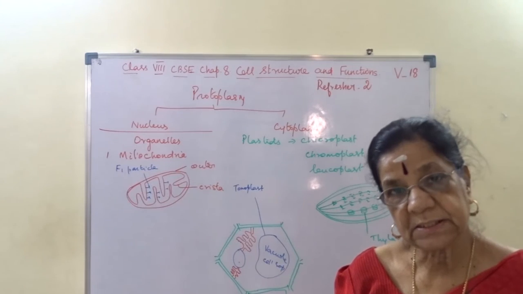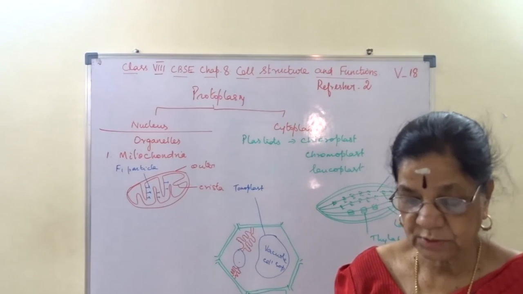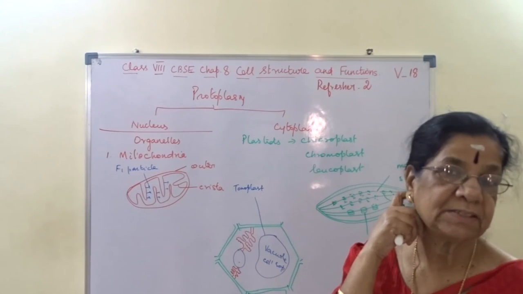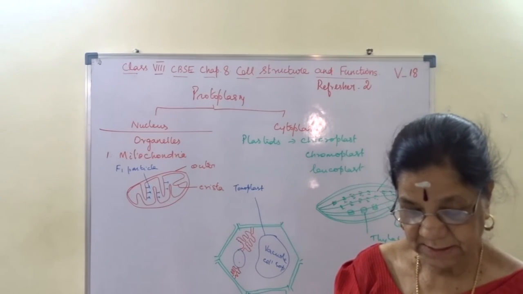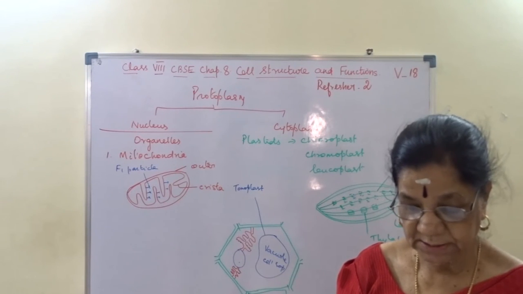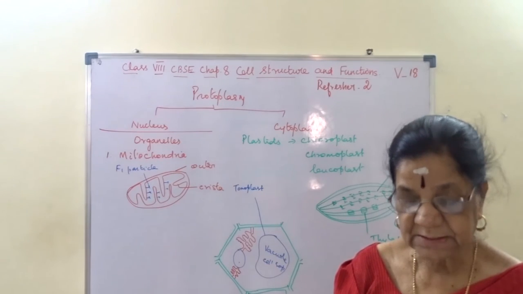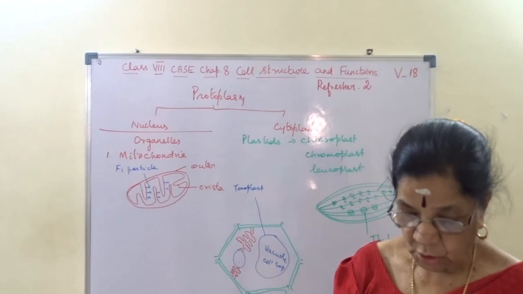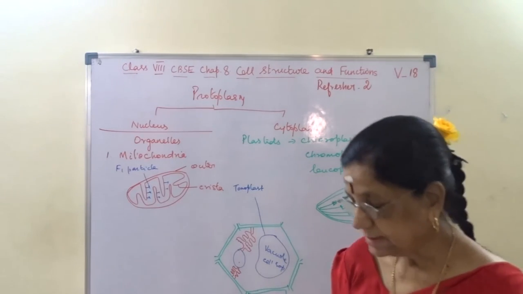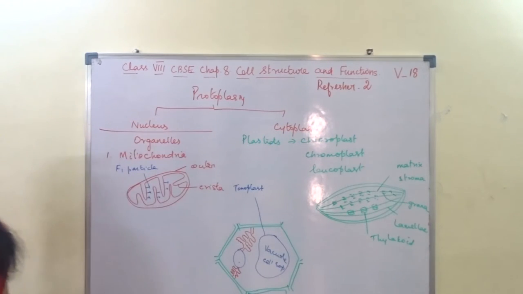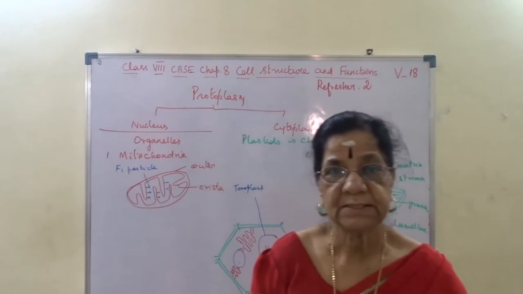And then the centrosome is present in animal cells and in certain lower animals. Normally it is absent in prokaryotic cells and present in higher plant cells. The centrosome is located in the cytoplasm just outside the nucleus and contains a pair of small hollow granules called centrioles. So this is the structure of the centrosome. I hope you understand this.